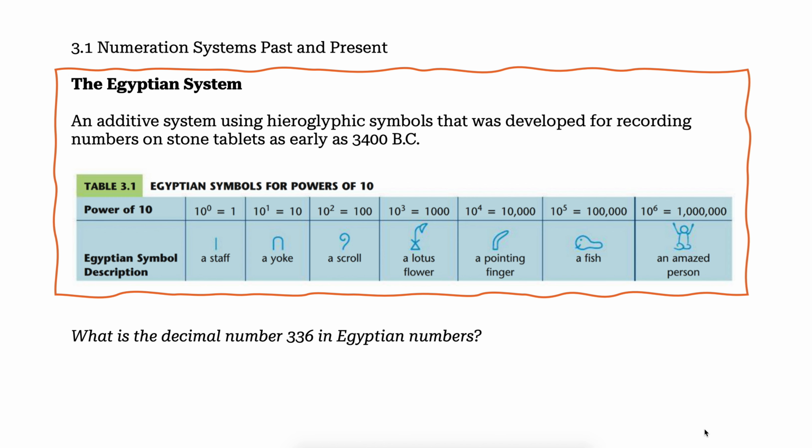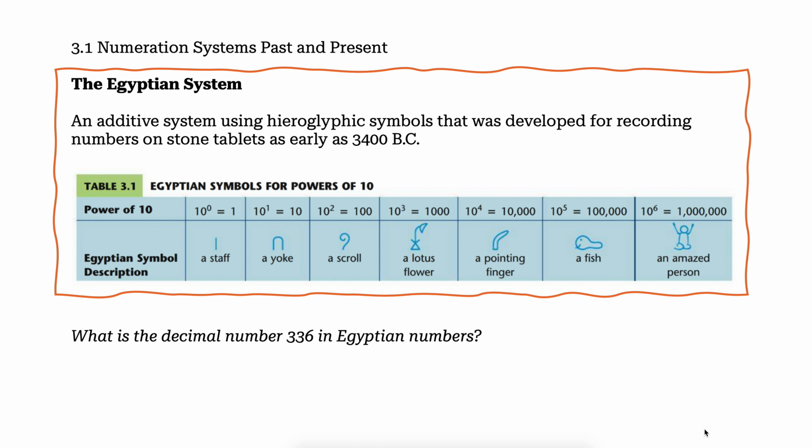Before we get into all that, we're actually going to do a somewhat brief review of numeration systems through the ages, basically. And we're going to start with the Egyptian system. The Egyptians used hieroglyphics, and they had different symbols for different numbers. Now, the Egyptians did use a base 10 system. Everything is based on tens.